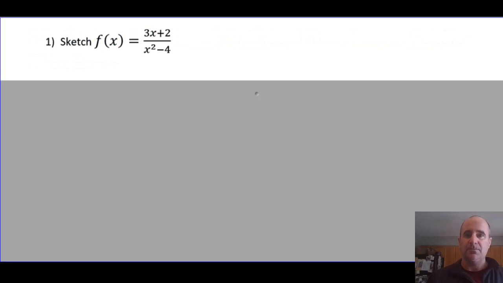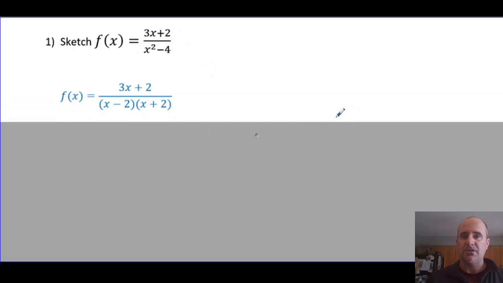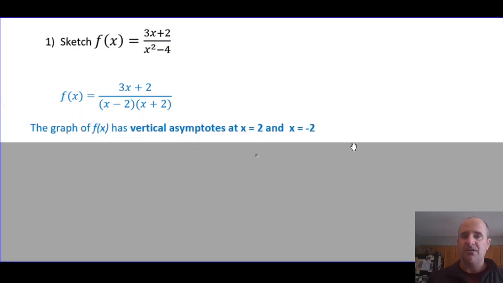So in our first example, we have f of x is 3x plus 2 divided by x squared minus 4. The first thing we do here is factor the denominator. It factors as a difference of squares, x minus 2 times x plus 2, which tells us right away that we have vertical asymptotes at x equals 2 and x equals negative 2.